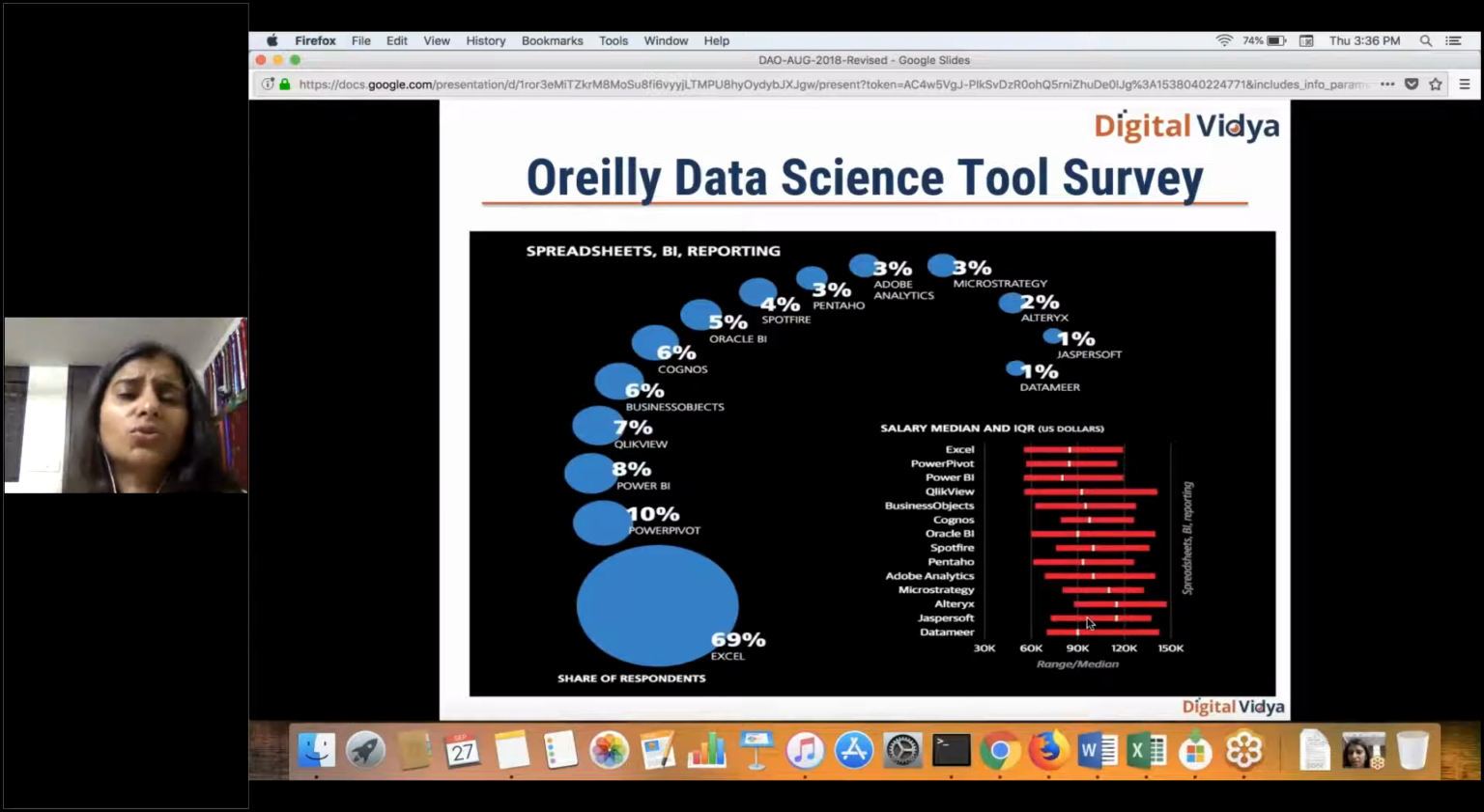And one of the questions was, which is your go-to tool for your key business intelligence work? For your reporting, what is the tool you use? And you can clearly see, just look at the size of the bubbles. The last bubble is 10%, right? 69%, that is the kind of strength a tool like Microsoft Excel provides analysts. 69% shows that they use Excel to handle their business intelligence.